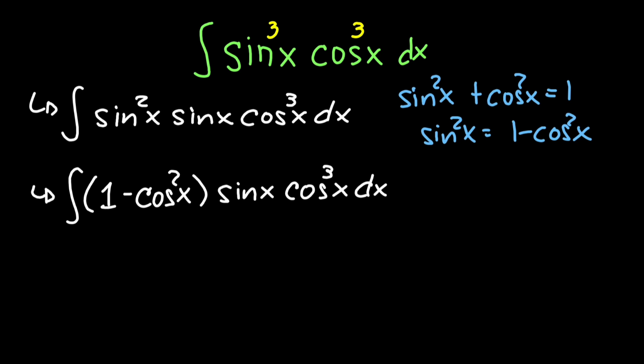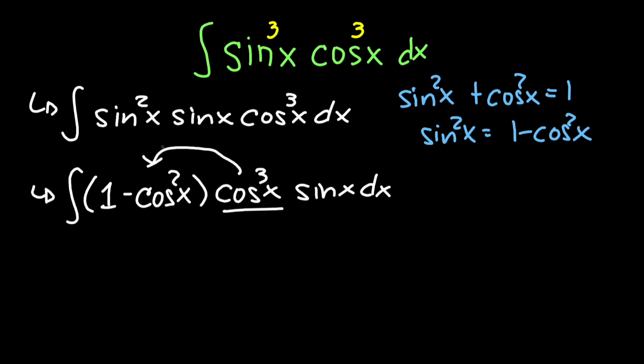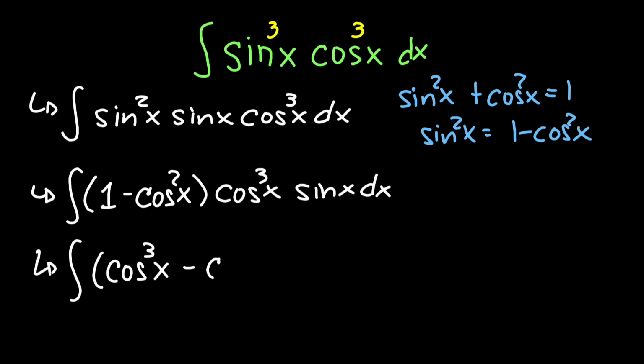And now that we have this, actually the factored out sine of x is now part of dx if we would want to look at it that way. So we can move sine of x as part of dx. You would see why I said that it is part of dx later on when we do u substitution. And now the next step would be to distribute cosine cubed of x among the parentheses. And copy the rest.